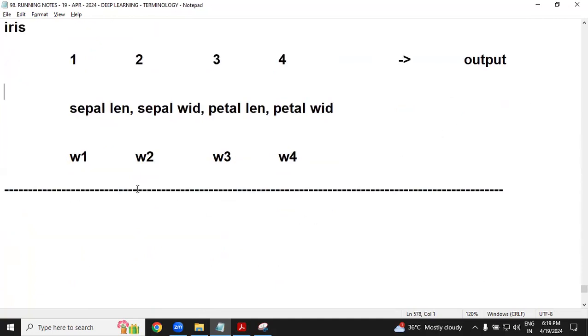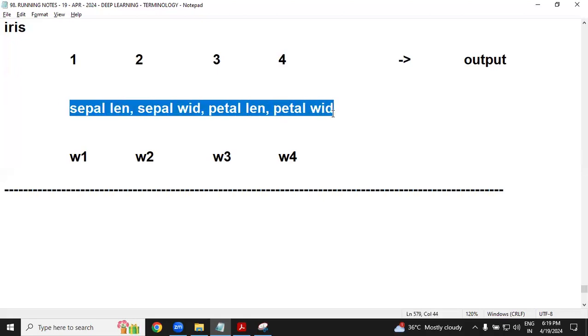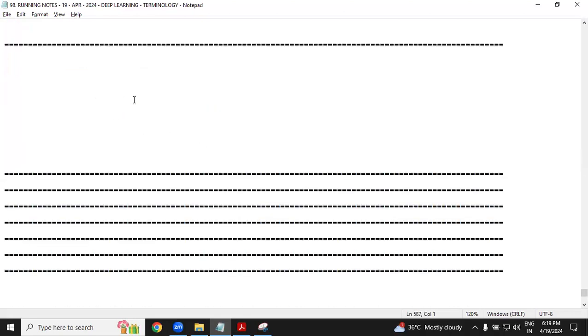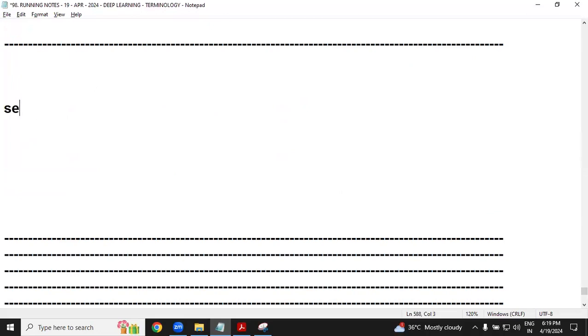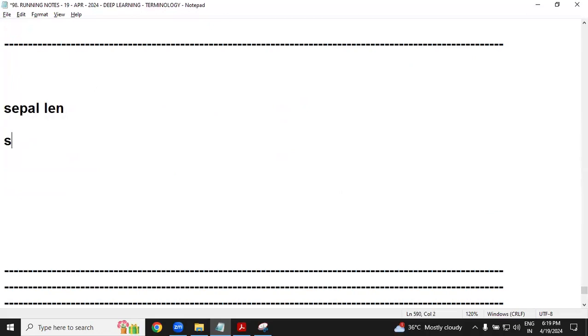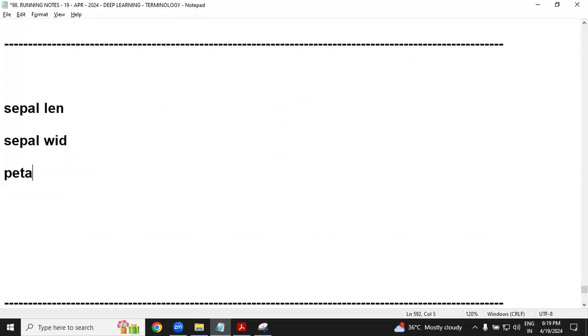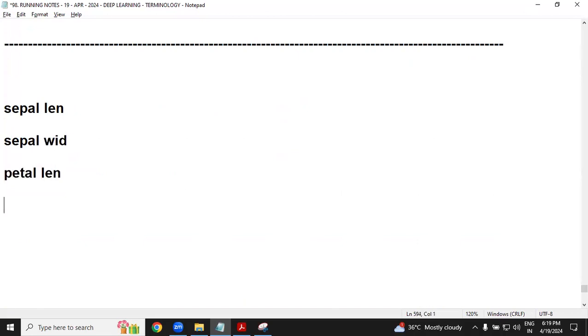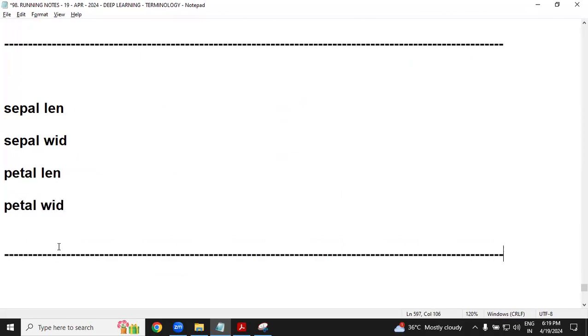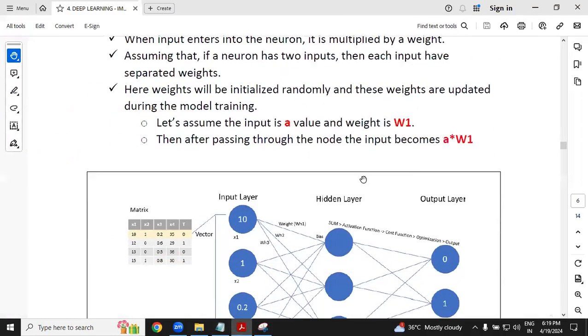Please focus. Now let me tell you: sepal length, sepal width, petal length, petal width. These are all the input layer. If you want to explain exactly, sepal length is neuron number one, the next one is sepal width, neuron number two, the next is petal length, petal width. Everything has what? Weight value. Come on, understand the diagram.